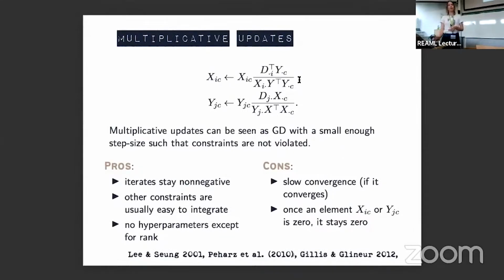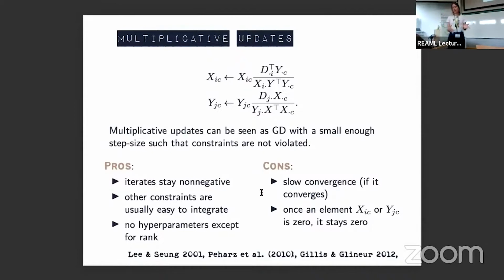And one thing that is quite popular is to use multiplicative updates. So then you fix here in the first step y, and then you update x by a multiplicative rule, and then you fix x and update y according to a multiplicative rule. And they have basically the property that they are a gradient descent with a small enough step size such that the non-negative constraints are not violated.